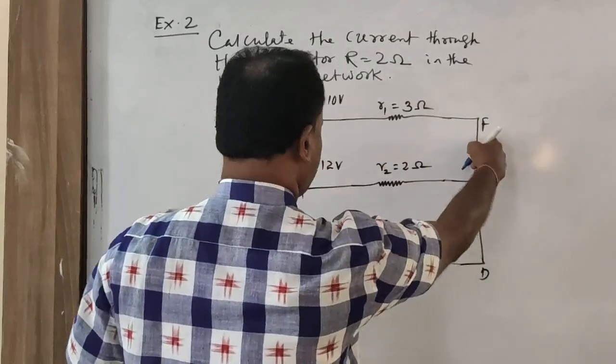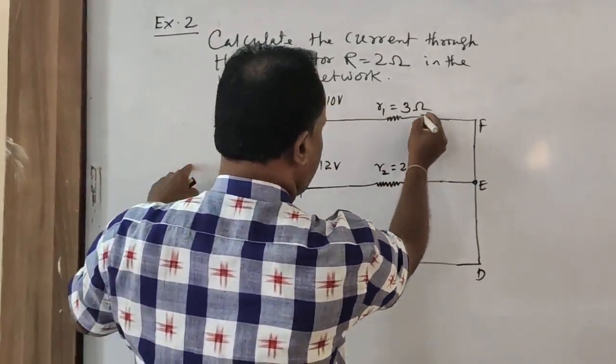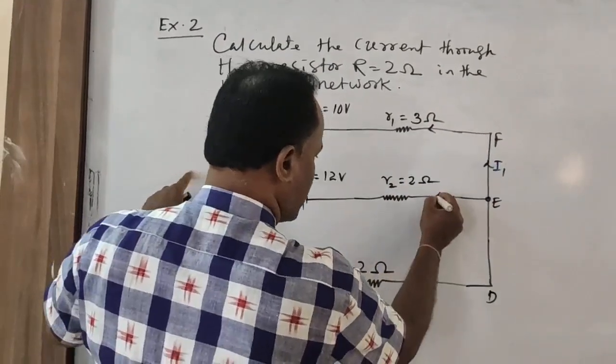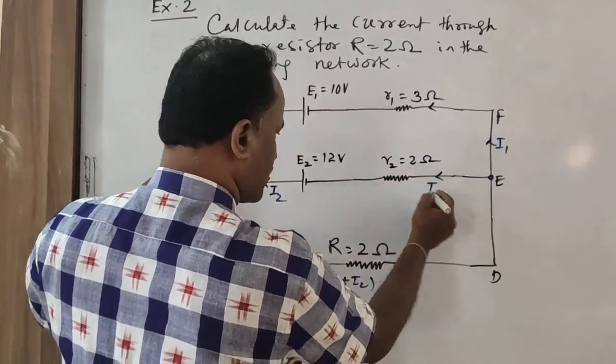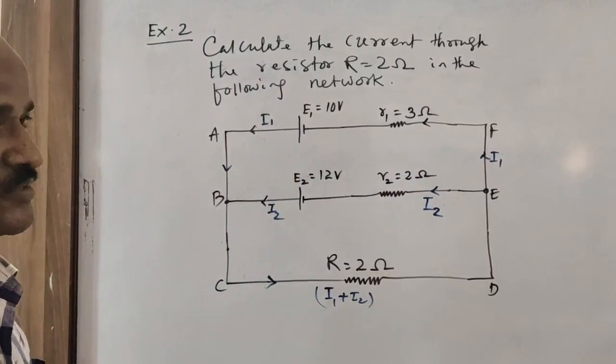Two ways are there. What about the current drawn from the source of EMF 10 volt? Again it reaches, meaning the current now goes in this direction, I1, and the remaining current is through this R2, it is I2. So this is the division of current of the sources according to Kirchhoff's current law.